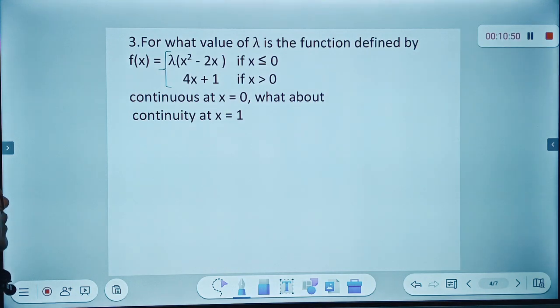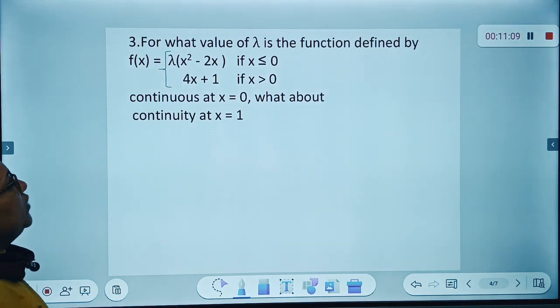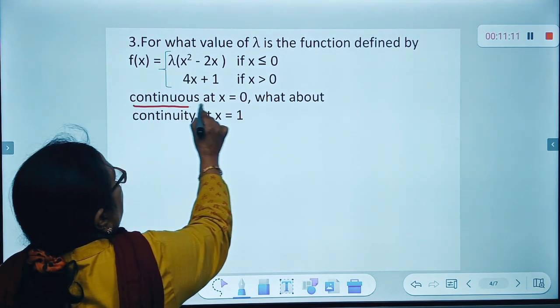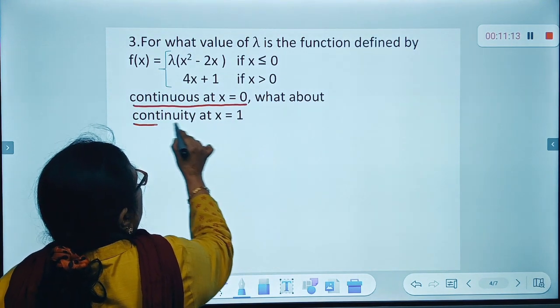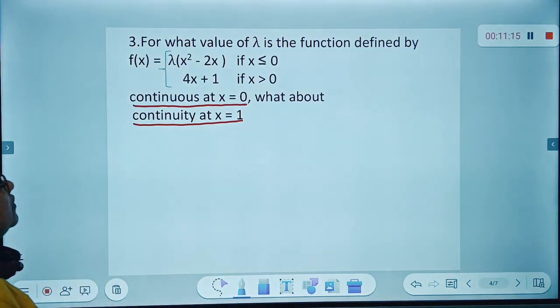Next problem. For what value of lambda is the function defined as f of x equal to lambda into x square minus 2x if x is less than or equal to 0, equal to 4x plus 1 if x is greater than 0, continuous at x equal to 0? What about continuity at x equal to 1? So we have to analyze continuity at 0, continuity at 1.